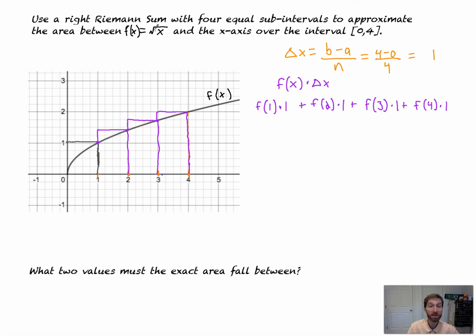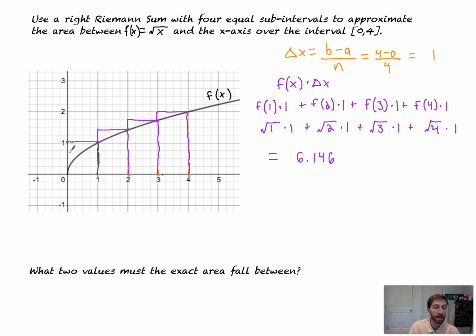So now we just plug this into our function. So we get the square root of 1 times 1, plus the square root of 2 times 1, plus enter 3 into the function, right? Because the function gives you the height of the rectangle. Root 3 times 1 plus root 4 times 1. And what's that value going to be? Well, we plug in everything into our calculator, and we end up with 6.146. Now that obviously is an overshot, right?